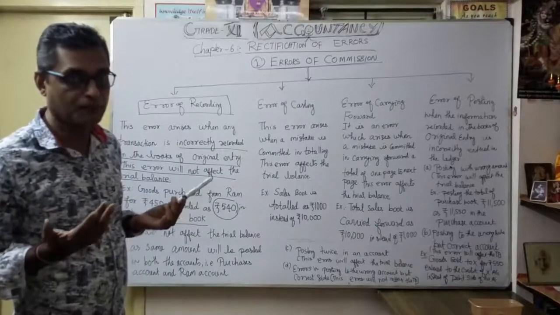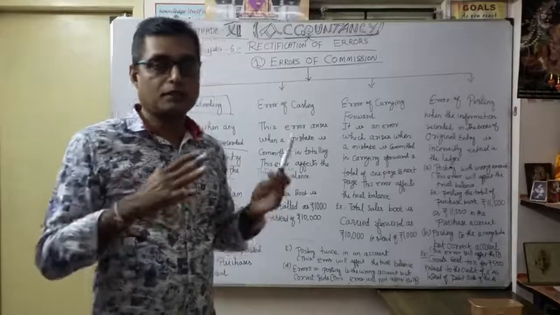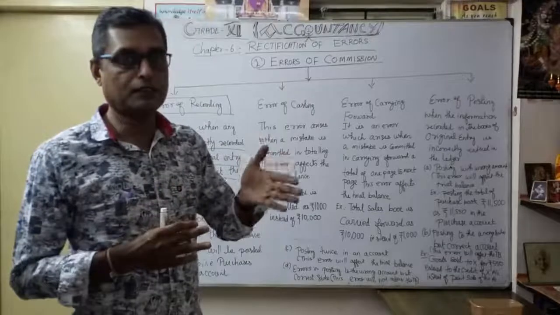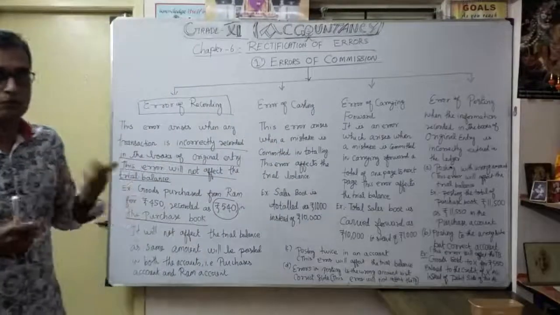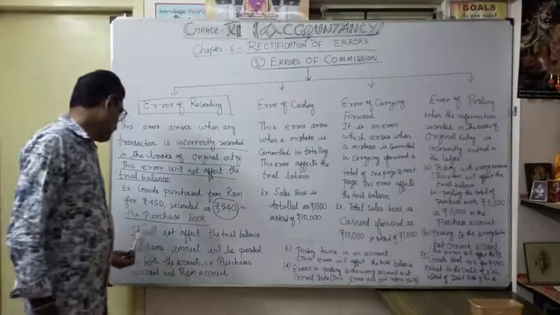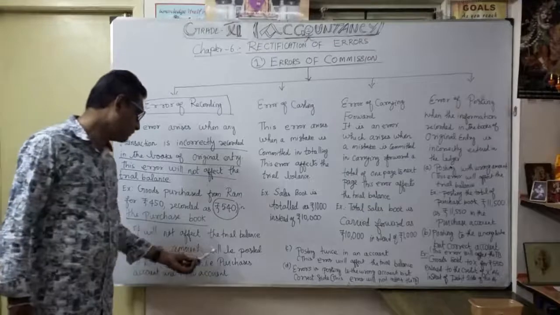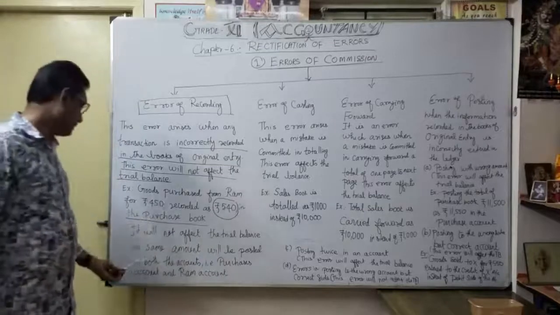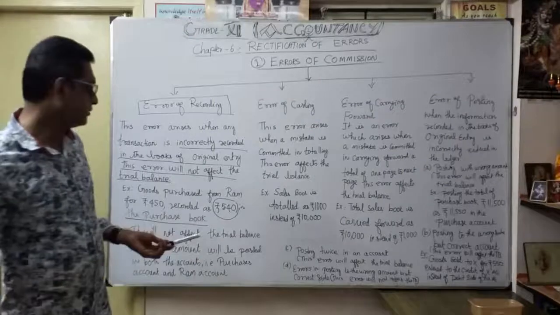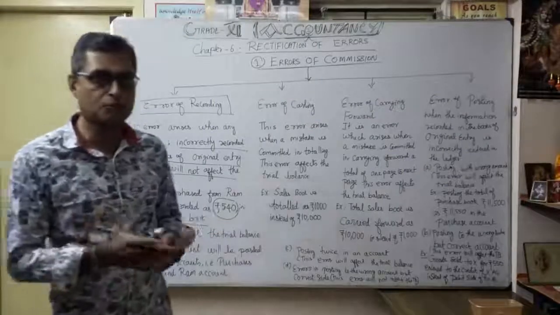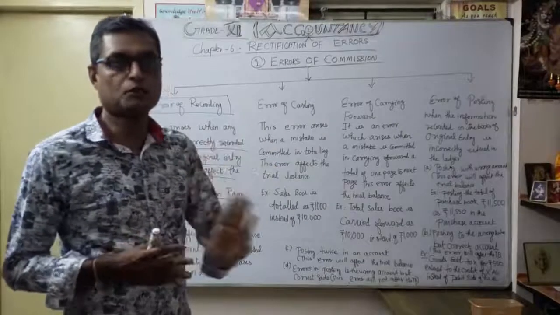Why? Because whatever is debited to the purchase account and credited to Ram's account is correct. Whatever debit and credit, the accounts are right, but the amount is wrong. That's what it is. See, it will not affect the trial balance, as the same amount will be posted in both accounts, the purchase account and Ram's account. Whatever the 540, they posted in both accounts: purchase account debit 540, Ram's account credit 540.